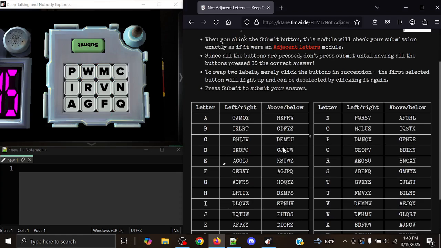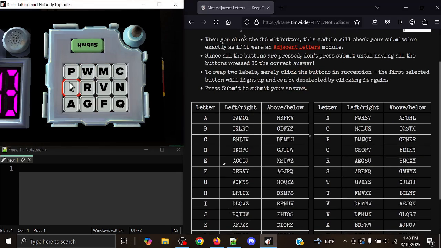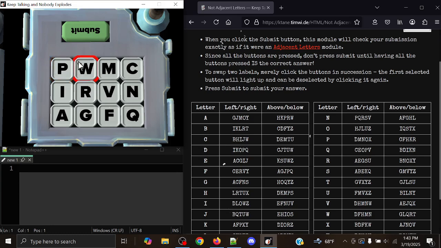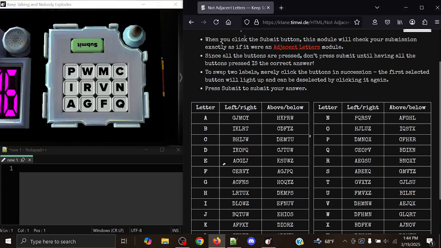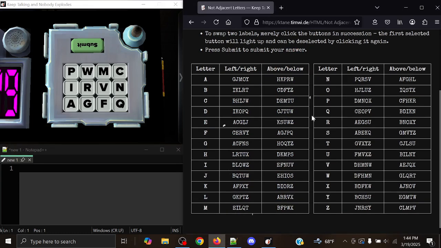So the rules are the same as Adjacent Letters, where if you have a letter that is left or right of it, you can therefore press it, or if it's above or below, you can therefore press it down. So we only need one. It doesn't need a specific amount. You only need at least one of the left or right or above or below cases to have it be pressed.